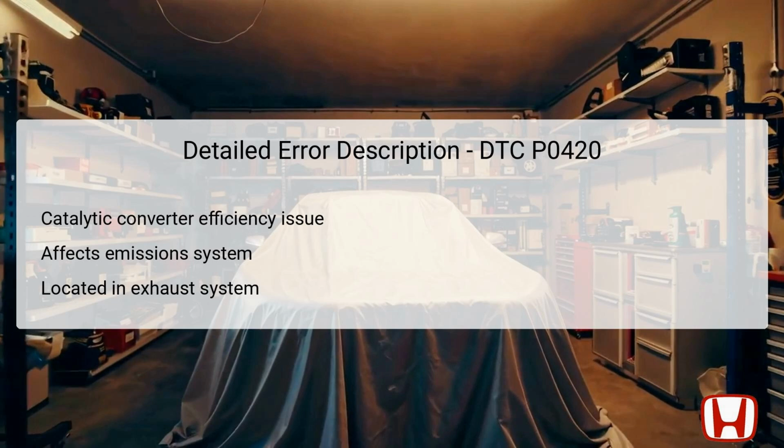This error typically affects the emissions system of the vehicle, which is designed to convert exhaust gases into less harmful emissions before they are released into the atmosphere. The catalytic converter is usually located in the exhaust system, just after the engine and before the exhaust pipe. Its function relies heavily on the performance of various sensors, including the oxygen sensors. The oxygen sensor, or O2 sensor, measures the amount of oxygen in the exhaust gases and provides this information to the engine control module, or ECM, ensuring the vehicle runs efficiently.